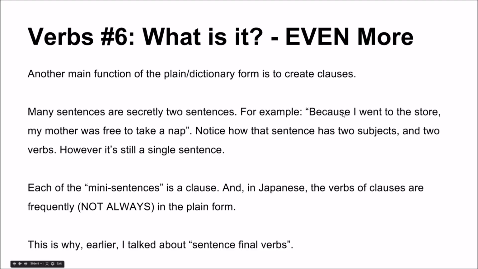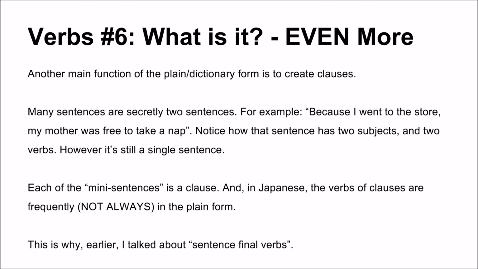And I want to be more specific. The verbs in the beginning, so like, because I went to the store, this went would very frequently be just in the plain form, even if you're being polite. Whereas my mother was free to take a nap would be in the distal form, if you're trying to be polite. Now, of course, they could both be in the plain form, because in both situations, if you're being casual with somebody, you don't need the mas form at all.